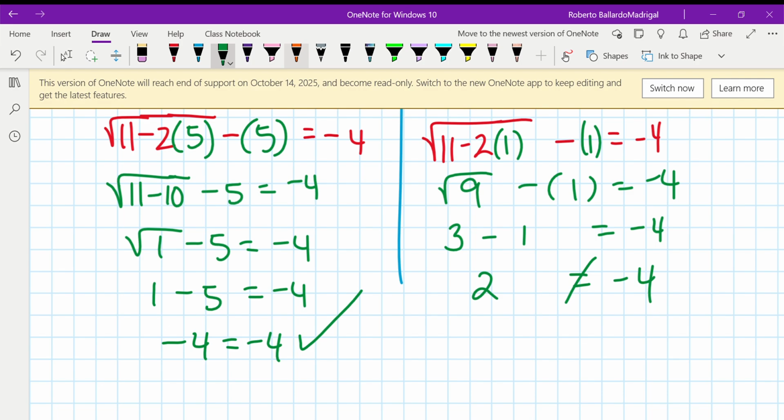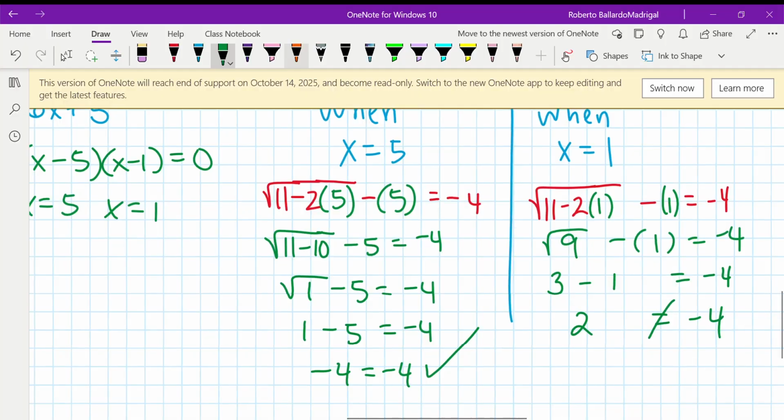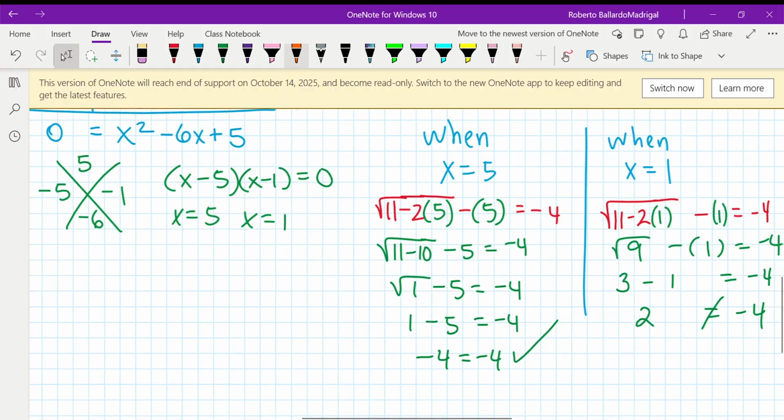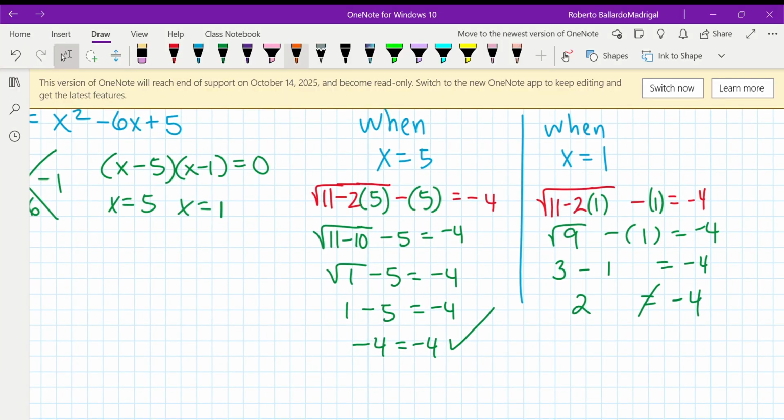So what does that mean? It means that your actual solution is only going to be 5, not x equals 1. X equals 1 we're going to cross out because that did not give us a true statement. Okay. All right. I'll let you guys write that down.